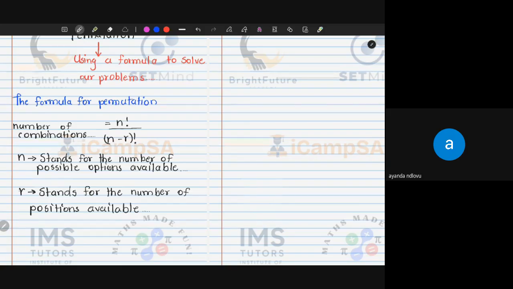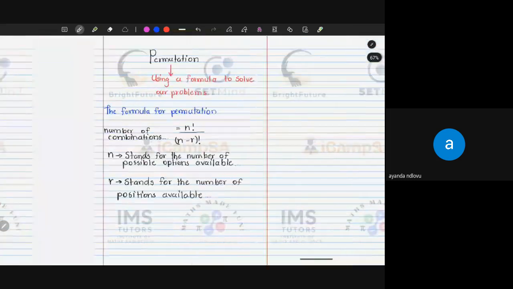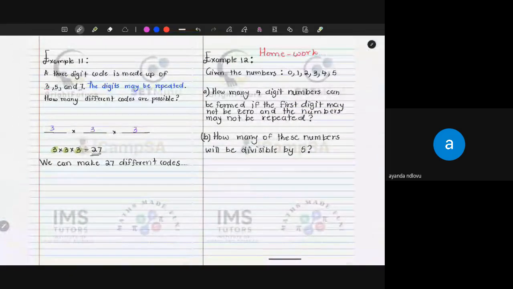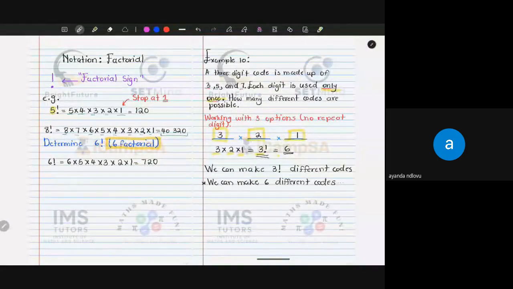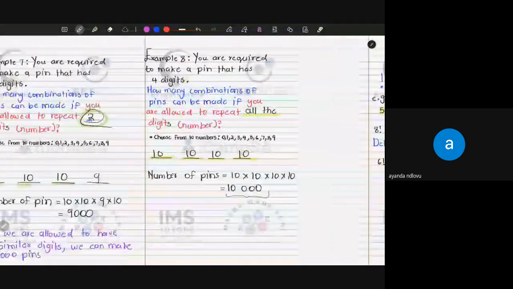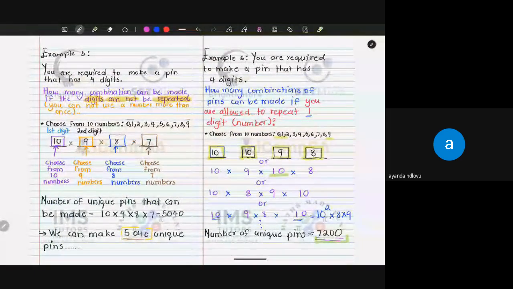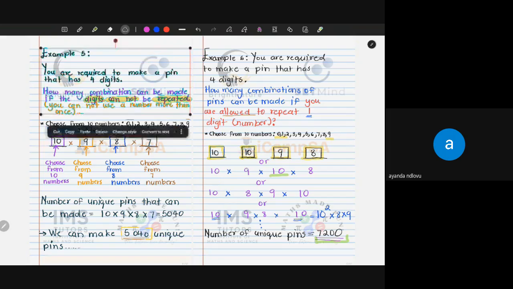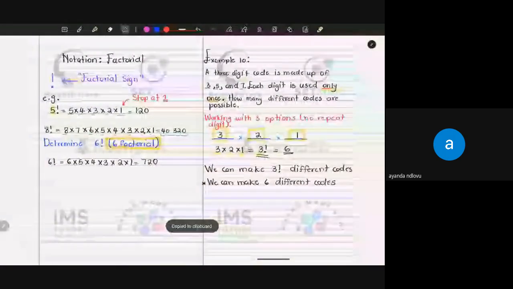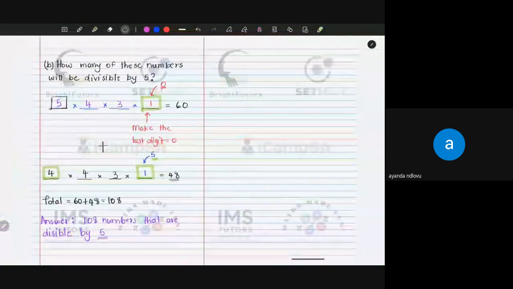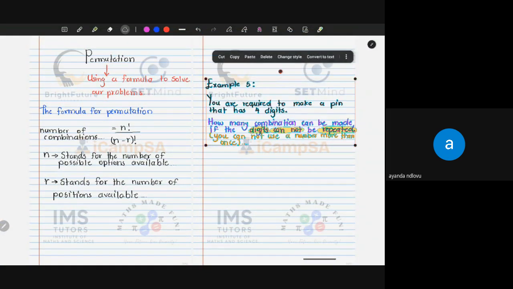Right, let me show you an example of how we use this permutation formula. So I'll pull an example where, let me see, a 3-digit code, how long? I want one which is no repetition. Let's take example 5, guys, which we previously did. And let's see how we are going to apply our permutation here. So we'll make it example 12.